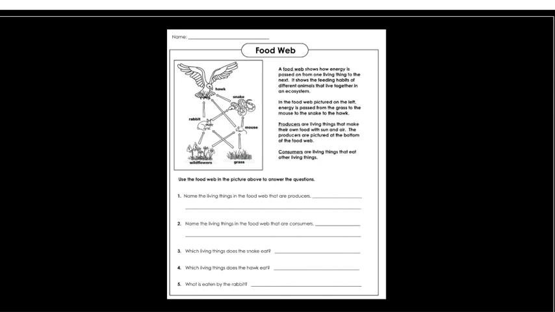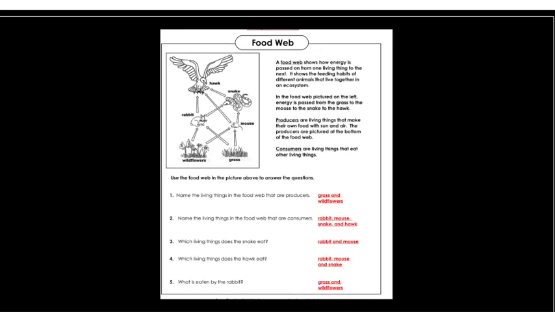Number one, name the living things in the food web that are producers. In this food web, there are two living things. Remember, producers are always at the bottom, and there is always going to be a whole lot of them in the real world. We're going to go to the next slide, and you'll be able to see all the answers. So you have the grass and the wildflowers.